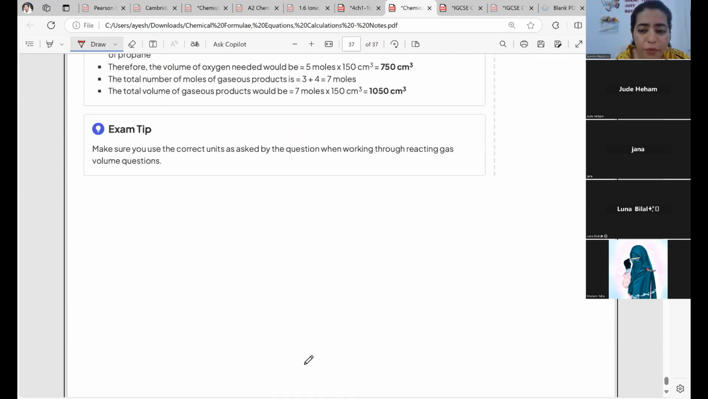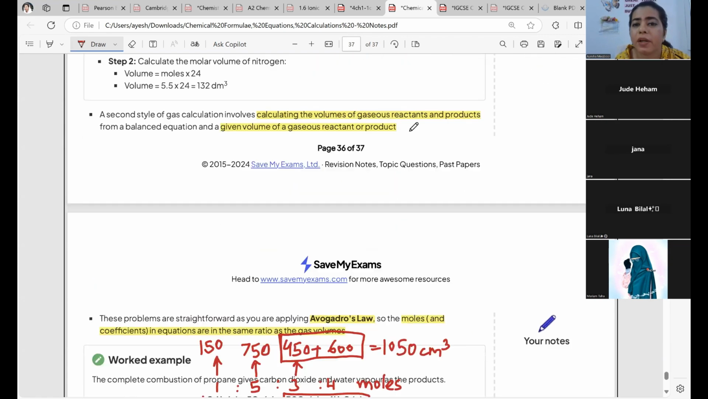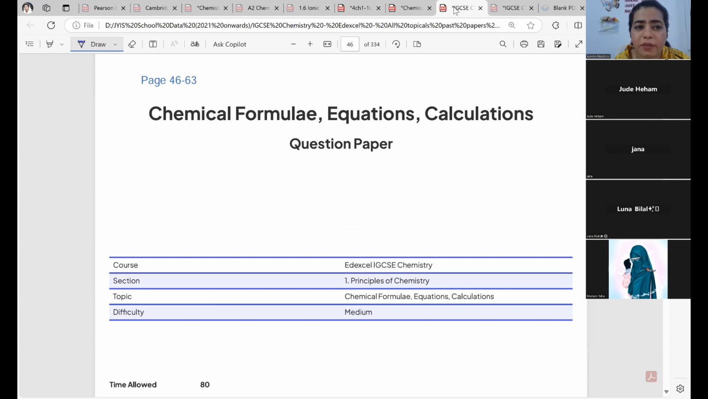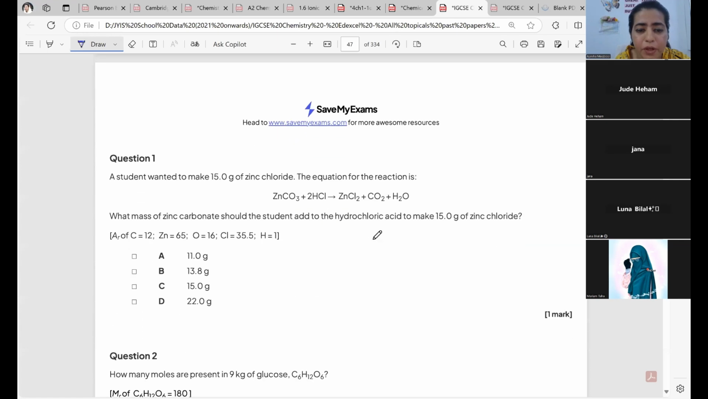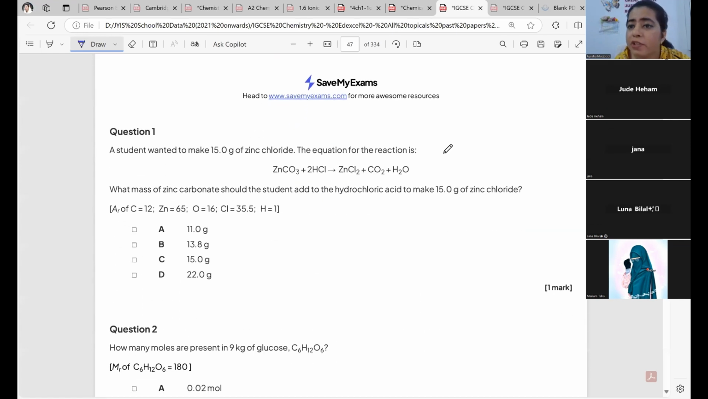Okay. Let's move forward to the question file now. We are going to start with the Edexcel file, starting from page number 46 till 63. Let's start with question number 1. I hope everyone has the question file with you. We have multiple choice questions, so you have to solve very carefully. First of all, get the answer, and then we are going to mark it. Understand the question first.